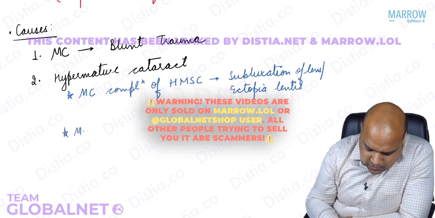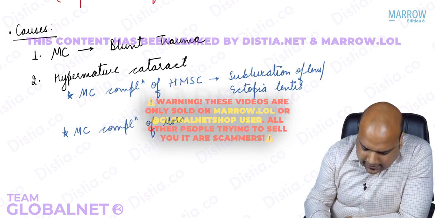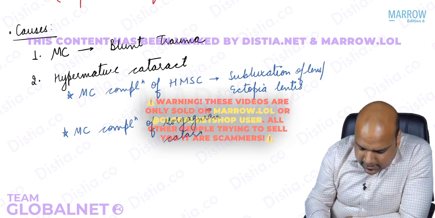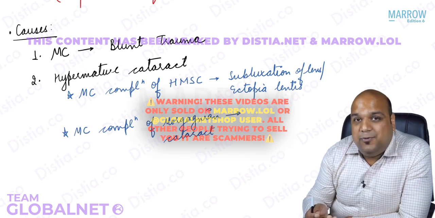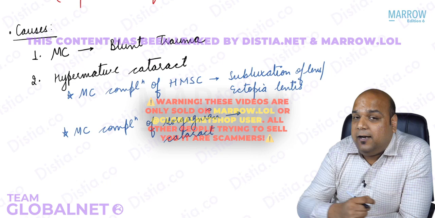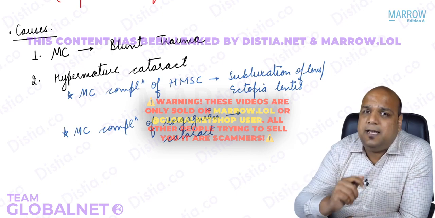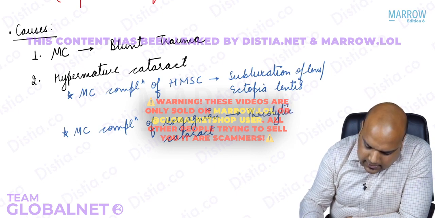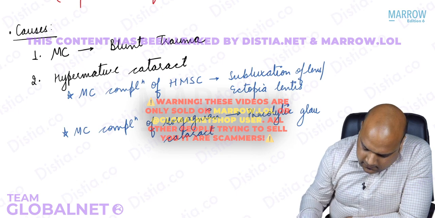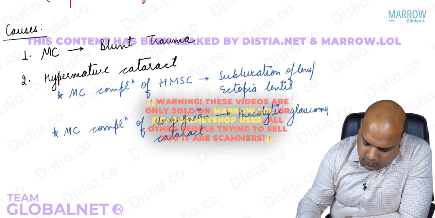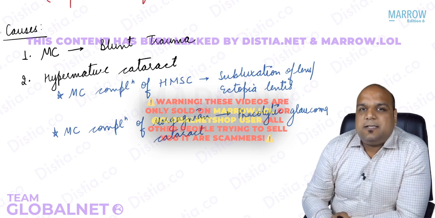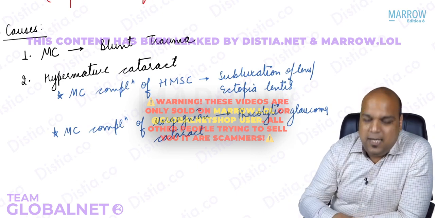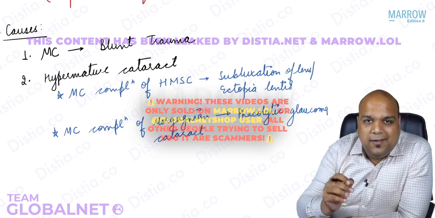At the same time, if the question is most common complication of Morgagnian cataract, I know Morgagnian cataract is hypermature. That is why I'm writing it for you. If they've specifically mentioned Morgagnian cataract, then the most common complication you should not answer as subluxation. Instead, we answer as phacolytic glaucoma. Okay. So there are two different answers to two seemingly similar questions. That is why I've written them for you, and I hope you will be able to remember and answer them correctly.